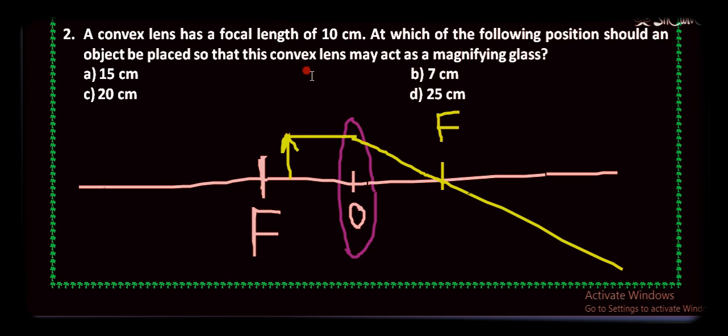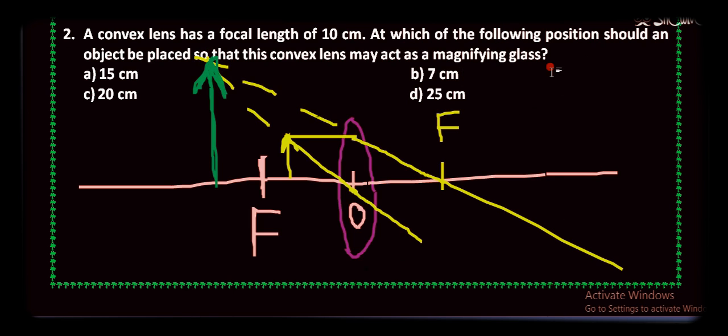Another ray will pass through the optical center. These two rays are not meeting anywhere. So what we have to do? We have to extend them in the backward direction in this way. When we extend them backward, the image is magnified, meaning an enlarged image. So an enlarged and erect image will be formed here. In this way it is used as a magnifying glass.